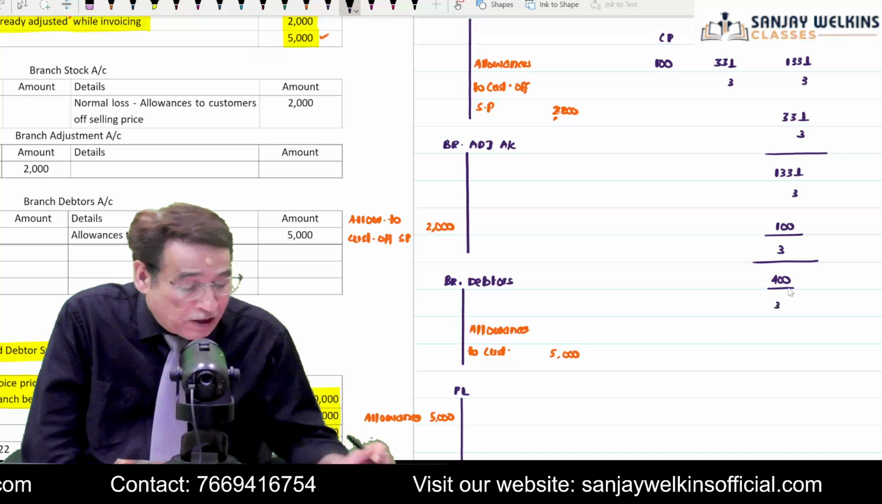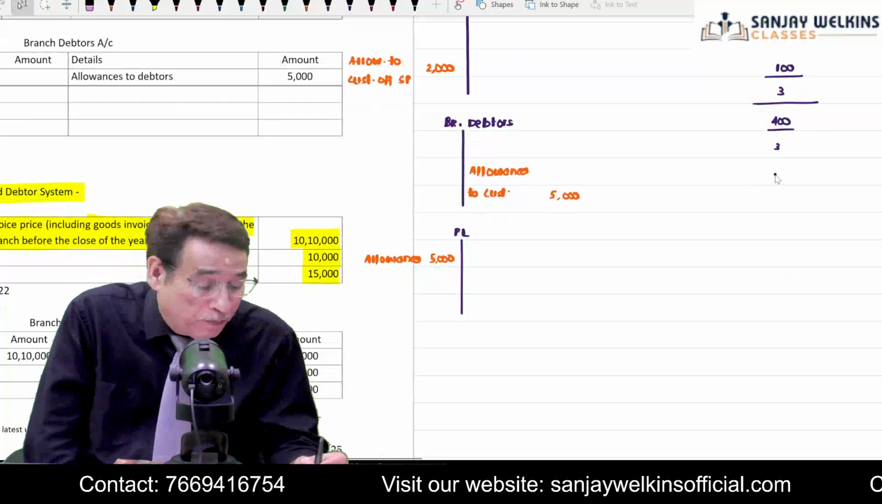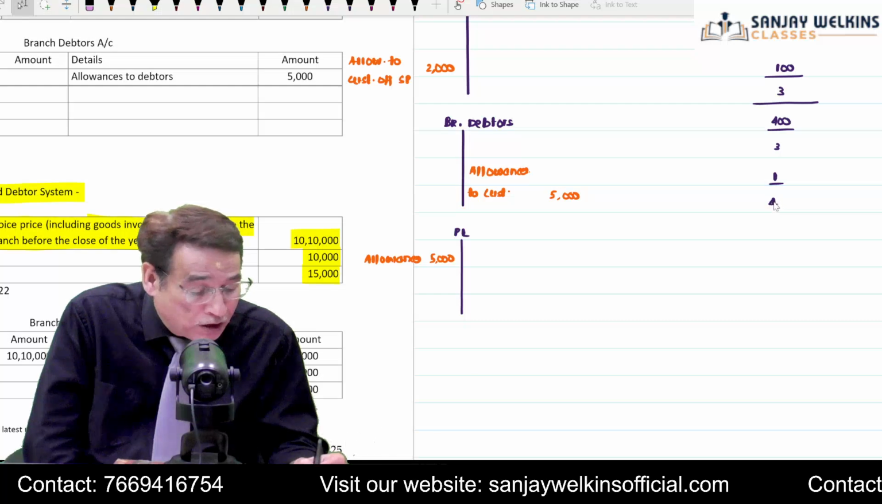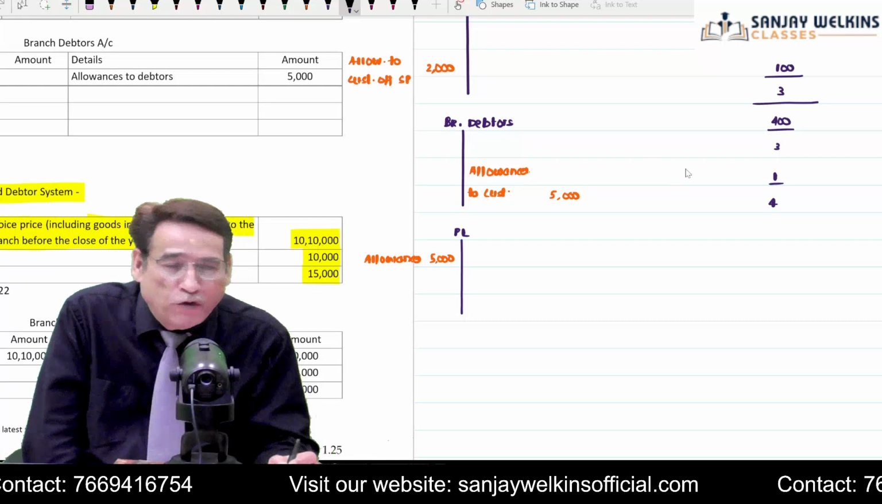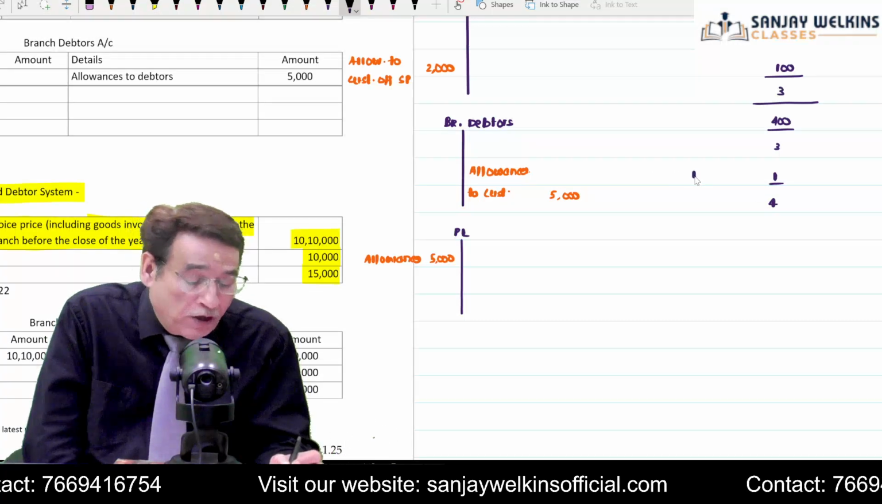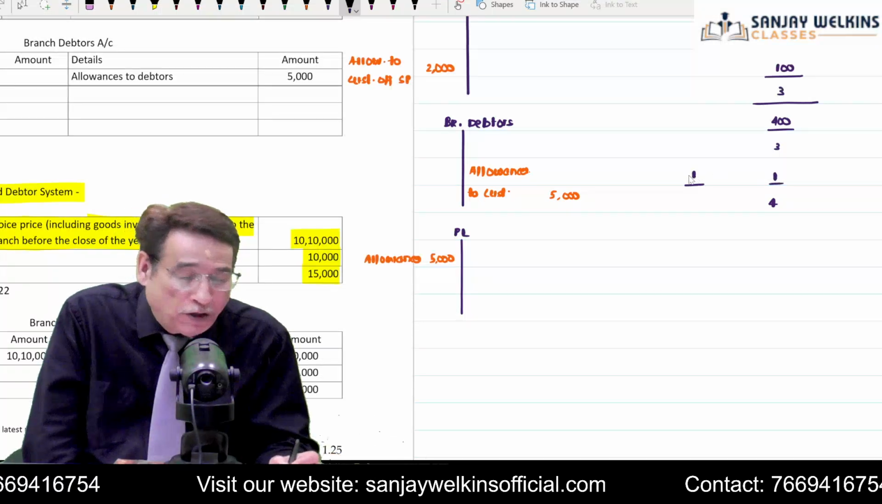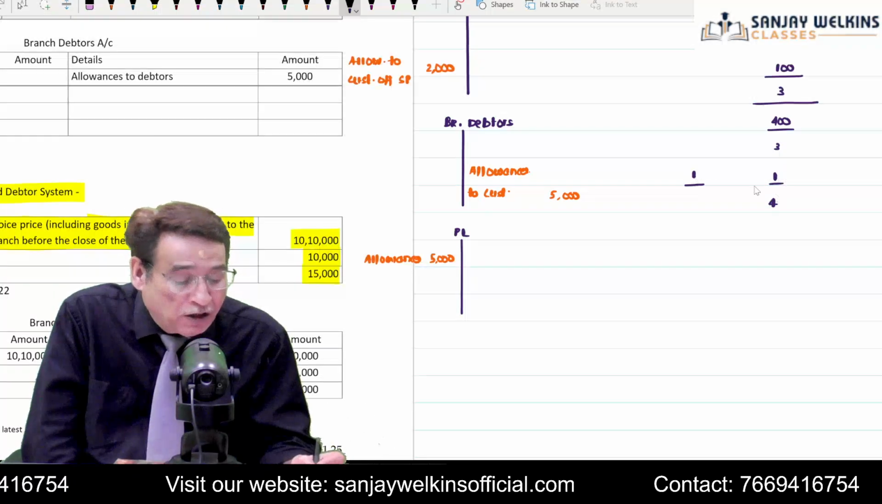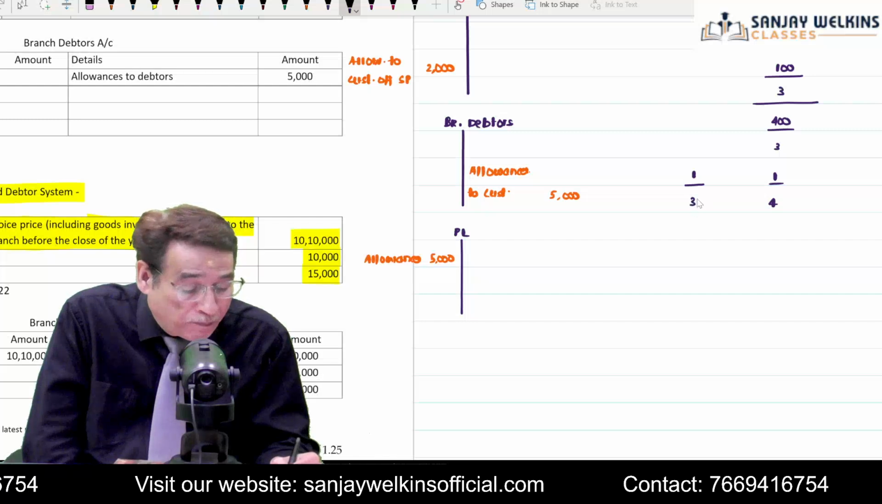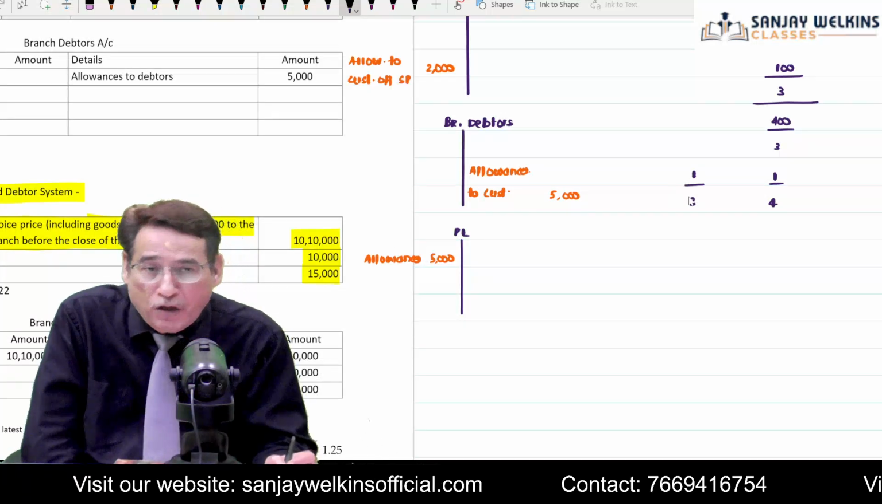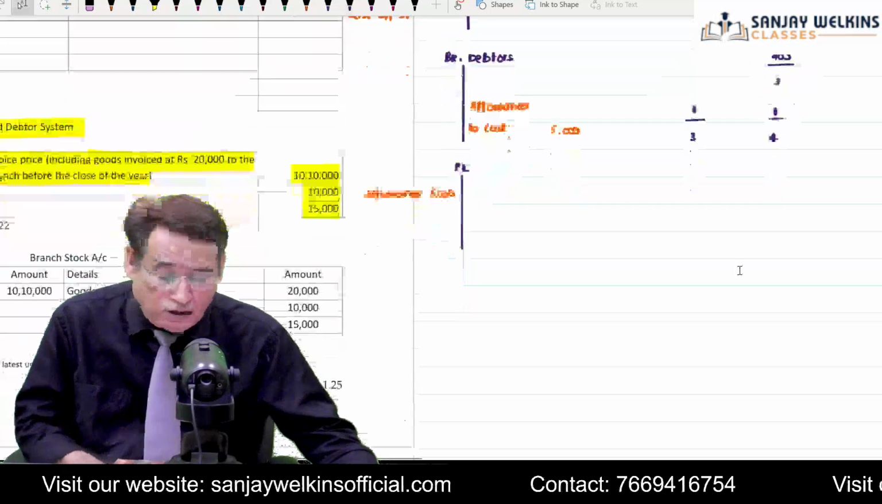So, ultimately, it will be equal to 1/4. So, that means rate of loading on invoice price is 1/4. And quickly, if you want to compute the rate of loading on invoice price, what you do, you keep the figure of the numerator in the numerator and now take the difference of 1 and 4 and put it in the denominator. So your rate of loading on cost price will be equal to 1/3. Is it clear to you?